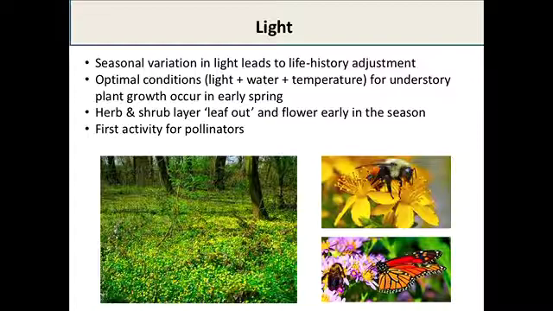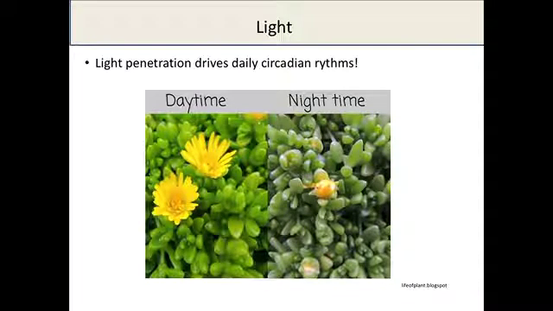Once that happens, that's the initial cue for pollinators to become active. Quite often their first meal, or their first period of activity, is timed to coincide with this leaf out at the understory layer, which is determined by the timing of the maximum relative amount of light hitting that forest floor.